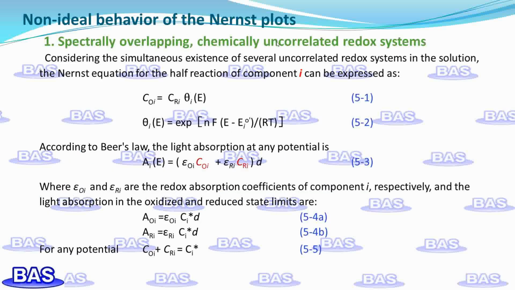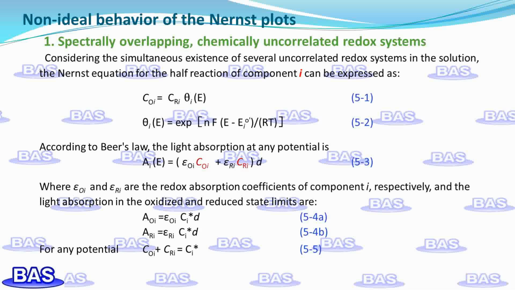Spectrally overlapping, chemically uncorrelated redox systems. Considering the simultaneous existence of several uncorrelated redox systems in the solution, the Nernst equation for the half reaction of component I can be expressed as concentration of oxidant half reaction, equation 5.1, where theta E is defined by the equation 5.2. According to Beer's law, the light absorption at any potential is calculated using the equation 5.3.